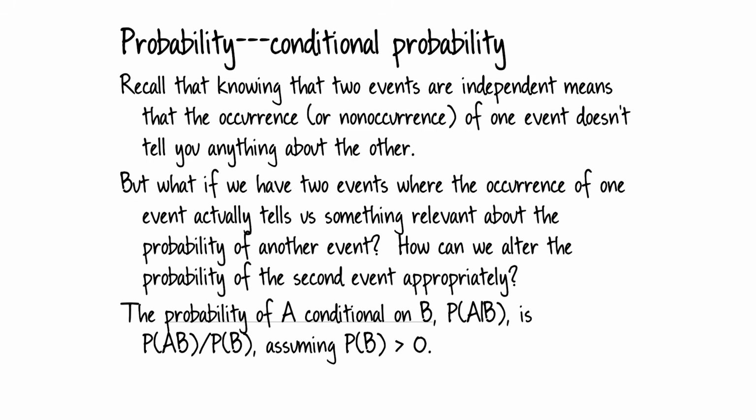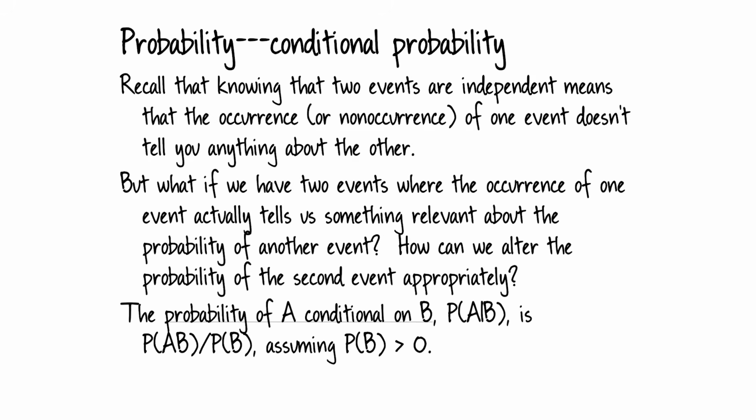But what if we have 2 events where the occurrence of one event actually tells us something relevant about the probability of another event? How can we appropriately alter the probability of the second event? How can we use the information from the first event to update the probability of the second event? Well, we do this using something called conditional probability. The probability of A conditional on B, which we denote as the probability of A with a vertical line B, is just the probability of the intersection of A and B divided by the probability of B.